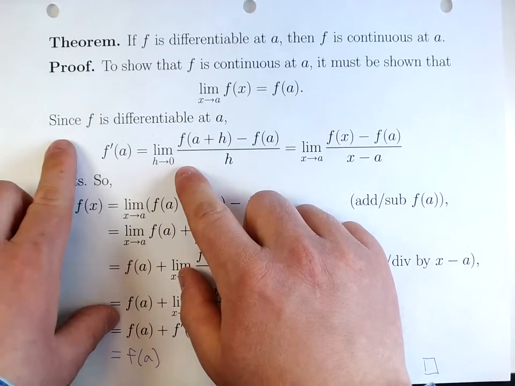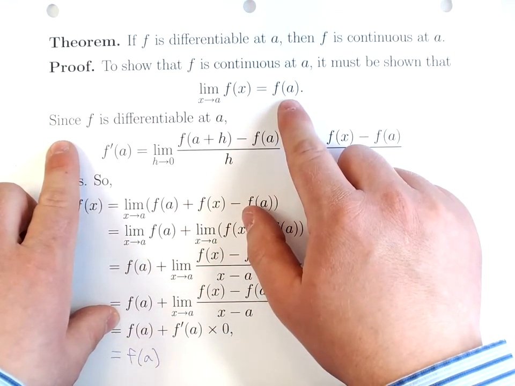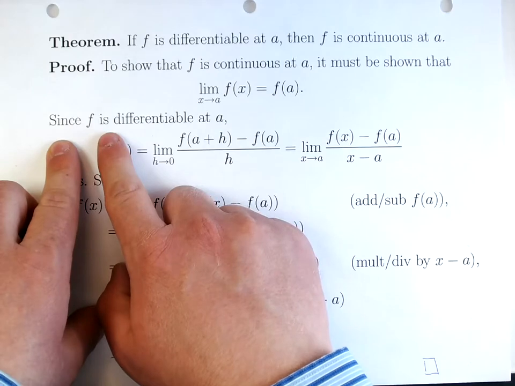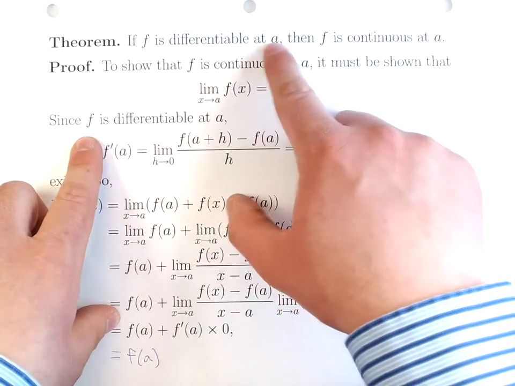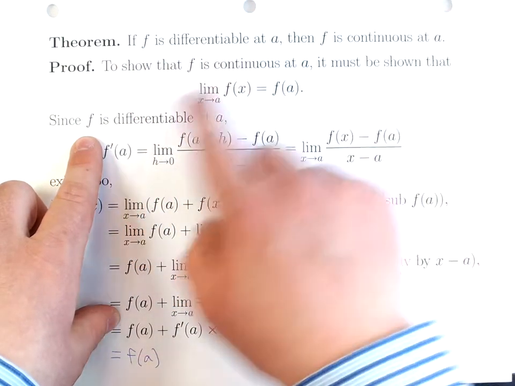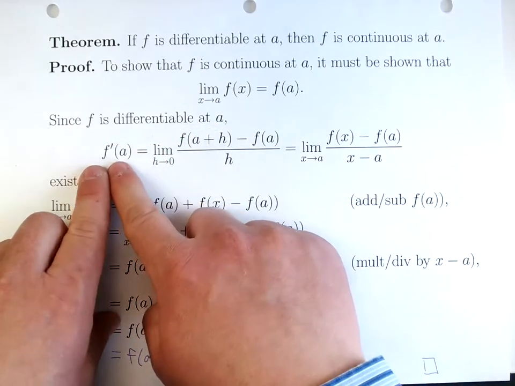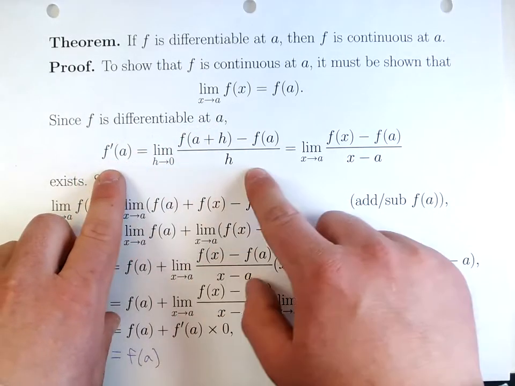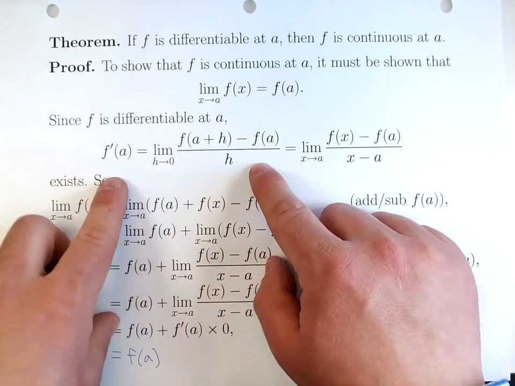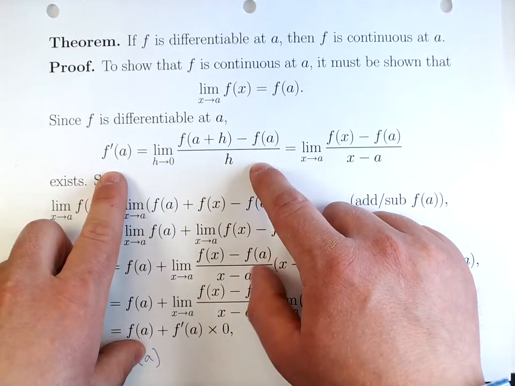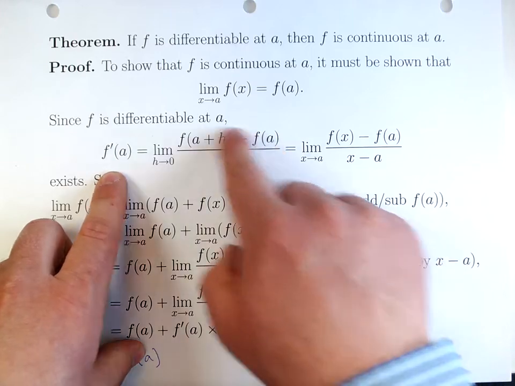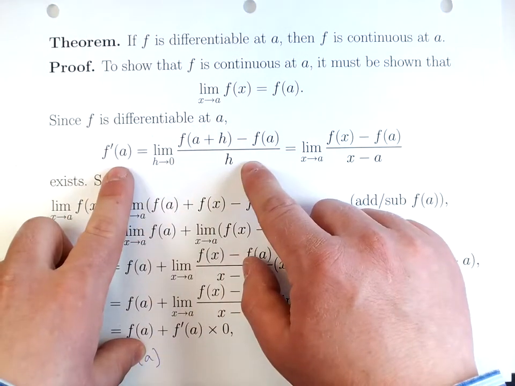Now that I've told you what I'm going to do, now I tell the reader what I know. If f is differentiable at a. Okay? So, since f is differentiable at a, what does it mean? It means the derivative, which is f prime of a, and this is the definition of the derivative right here: the limit as h approaches 0, f of a plus h minus f of a over h. That's the definition of the derivative at a.